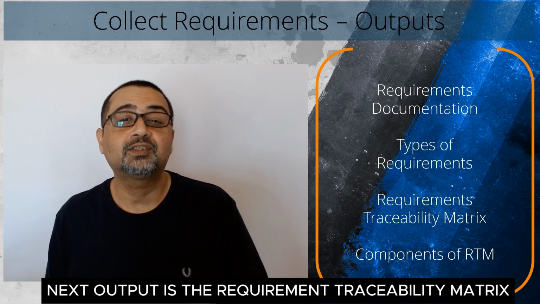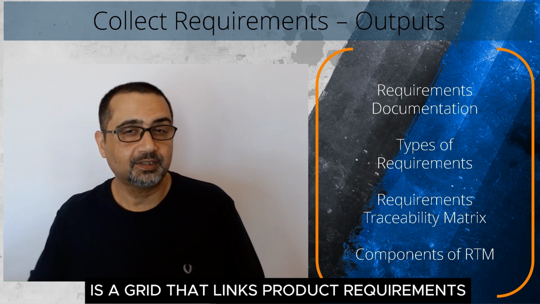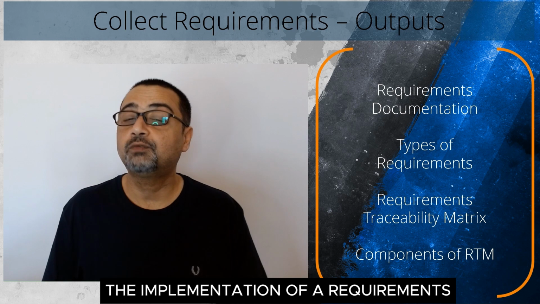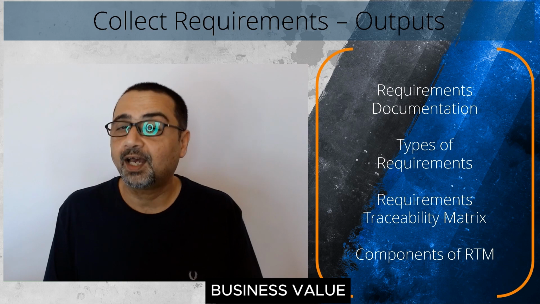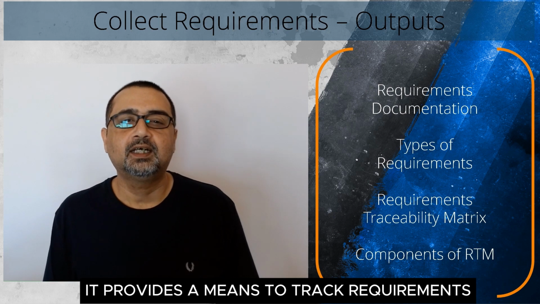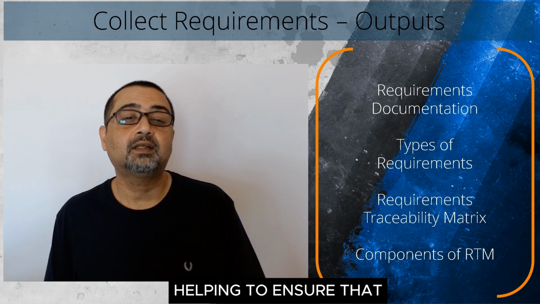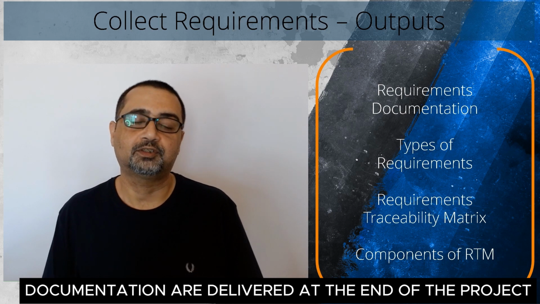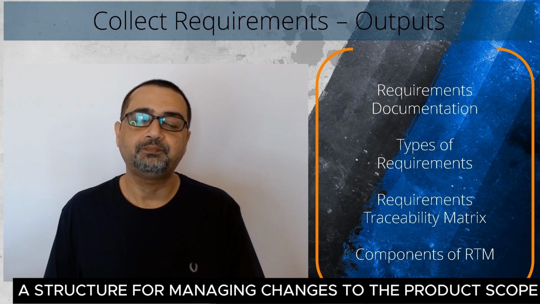Next output is the requirements traceability matrix. The requirements traceability matrix is a grid that links product requirements from their origin to the deliverables that satisfy them. The implementation of a requirements traceability matrix helps ensure that each requirement adds business value by linking it to the business and project objectives. It provides a means to track requirements throughout the project lifecycle, helping to ensure that requirements approved in the requirements documentation are delivered at the end of the project. Finally, it provides a structure for managing changes to the product scope.